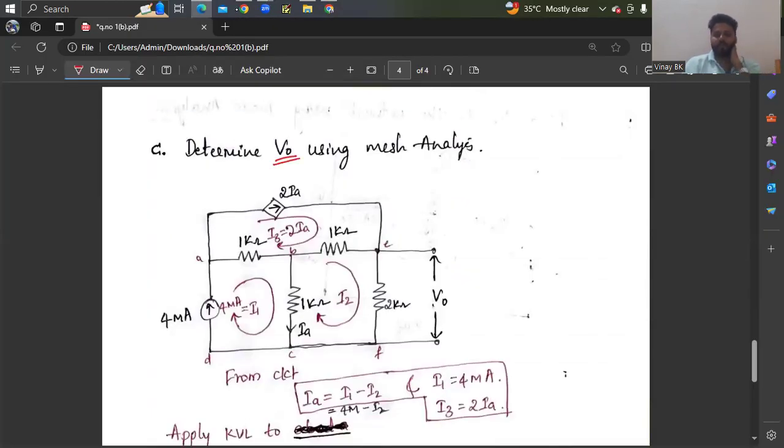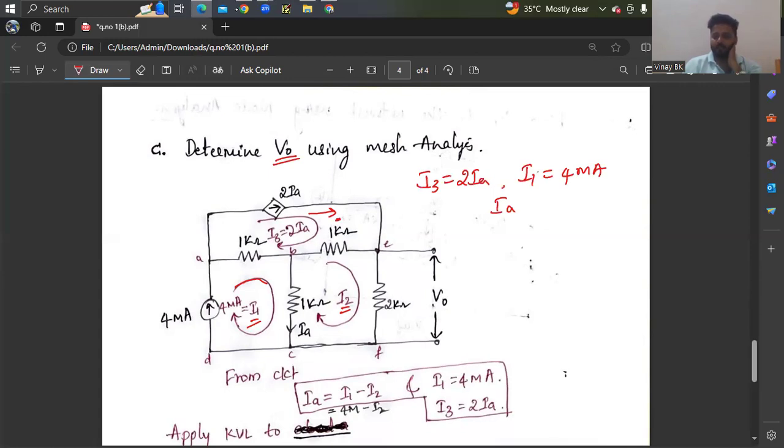This is a circuit. And I'm just rearranging this and giving the direction of current. I1 is flowing here, I2 is flowing here, I3 is flowing here. At this branch, I3 you already know, that is nothing but I3 equals 2 into IA for this. Similarly here, I1, you already know the value of I1. I1 is nothing but 4 milliamps. Only thing is that you need to find the value of IA and I2.